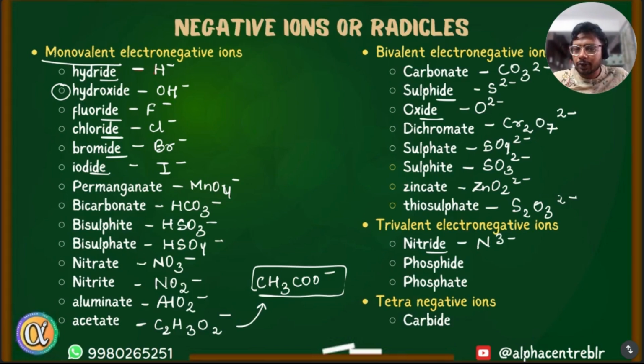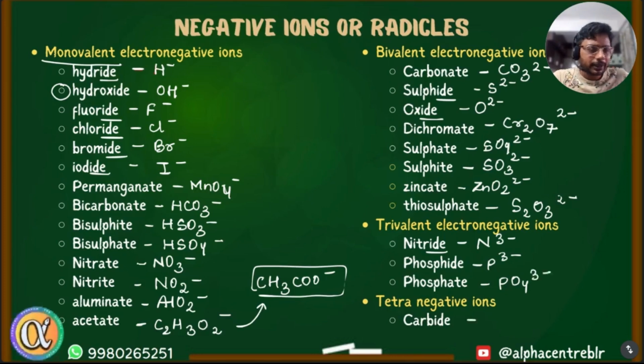Similar to nitrogen is phosphorus. So similarly here, phosphide, P3 minus. Good. Phosphate is PO4 3 minus. Carbide, like when carbon takes electrons, it's known as carbide. So carbon has valency 4, so it takes 4, C4 minus.